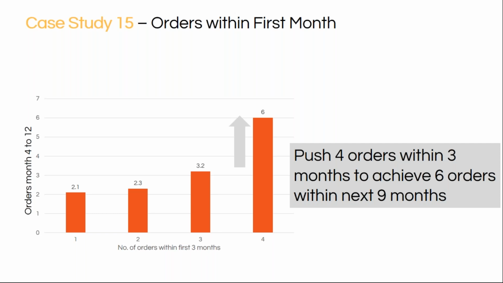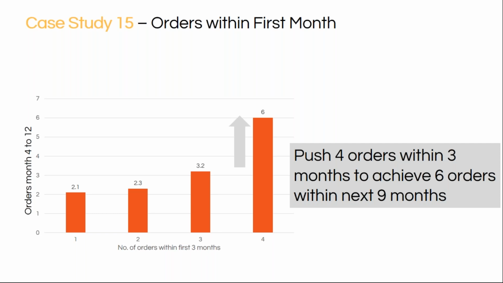If you have made 1 order within the first month, you will only make about 2.1 orders in the next 4 to 12 months. If you look at it, you will see if you have made 4 orders within the first 3 months, you will make up to 6 orders within the next 4 to 12 months. So this is the most profitable customer for you when you think of a long-term business.